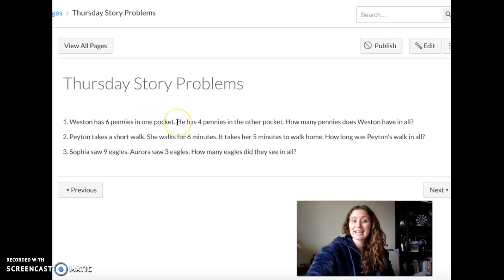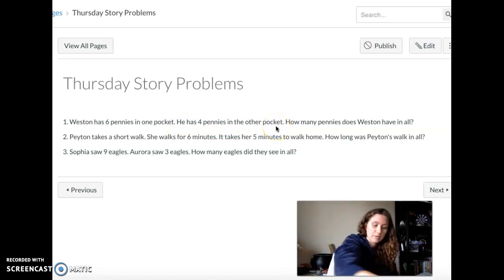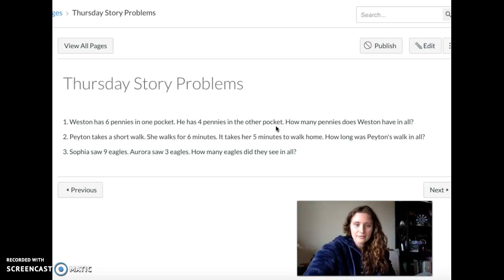Second sentence: he has 4 pennies in the other pocket. Okay, so I'm going to pause. I'm going to write a 4 because I know he's got 4. Now I have to decide: are we adding them or subtracting them? So I'm going to go to the question. How many pennies does Weston have in all? Since we're asking for in all, that means I know we're going to add.